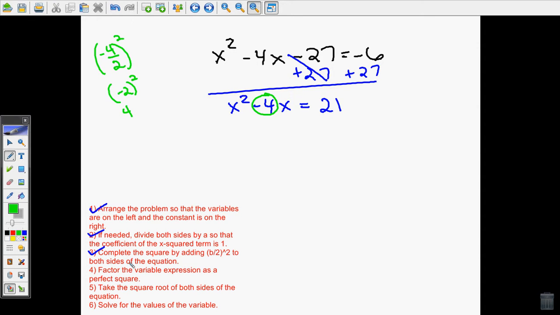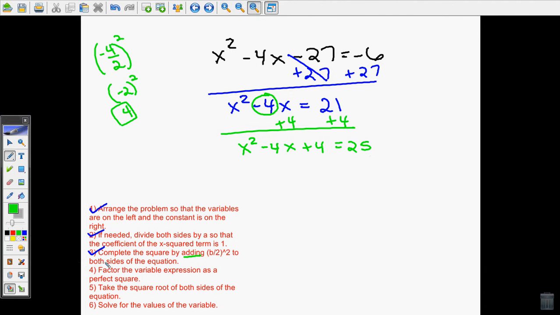So I'm going to complete the square by adding whatever I got here, which for this particular problem is 4, to both sides. So I'm going to add 4 here, and I'm going to add 4 here. When I do that, I am left with x squared minus 4x plus 4 is equal to 25.